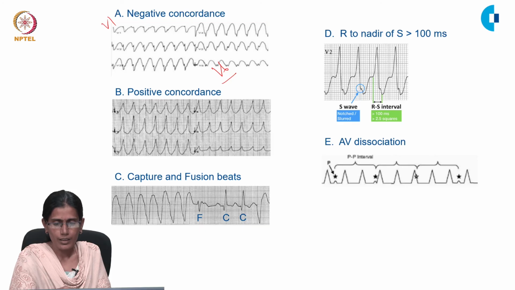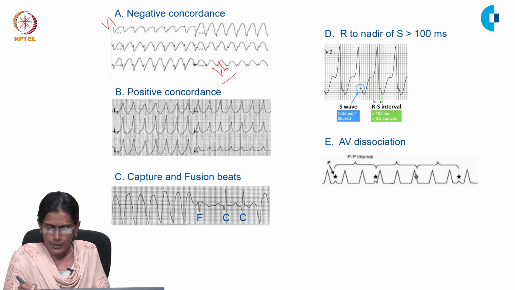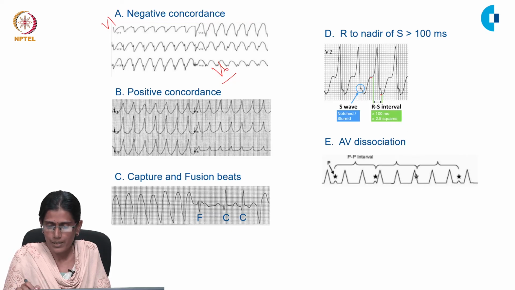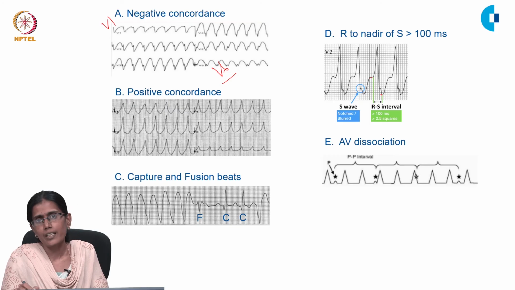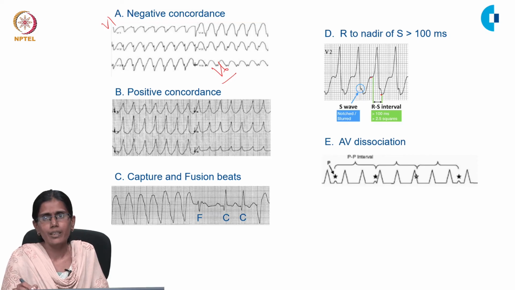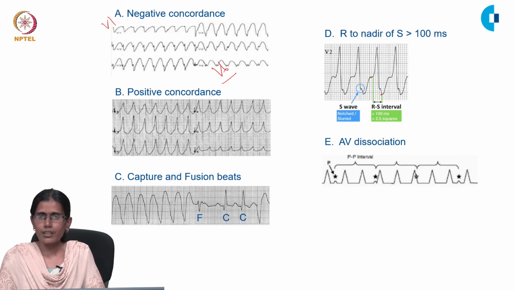If it is not there and you find any RS complexes from V1 to V6, you are going to assess the distance from the beginning of R to the nadir of S wave. If it is more than 100 milliseconds, it is diagnostic of VT. And if there is slurring at the lowermost point of S wave, it is also diagnostic of VT. You have to apply all other criteria to say whether it is VT or SVT.